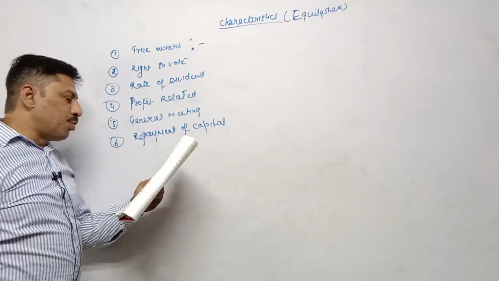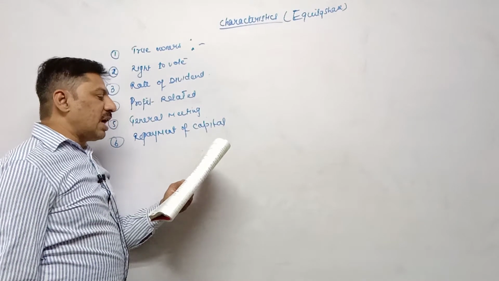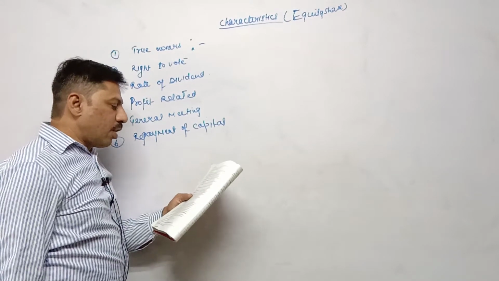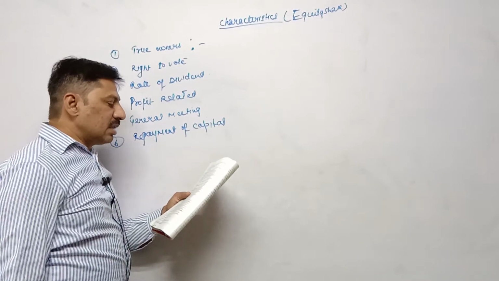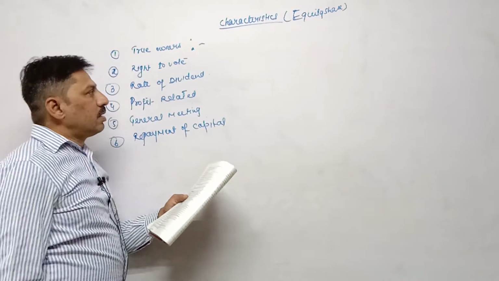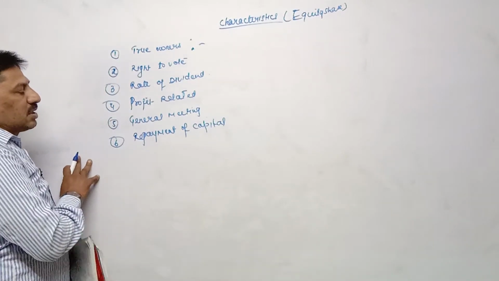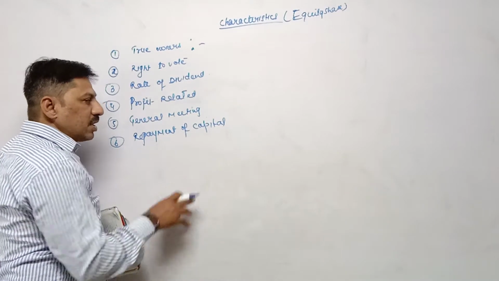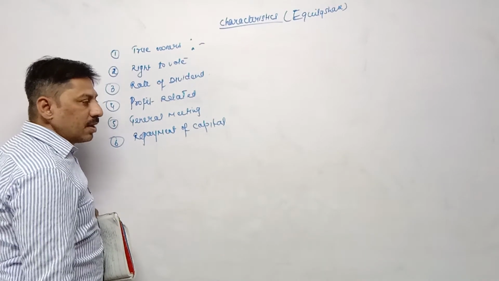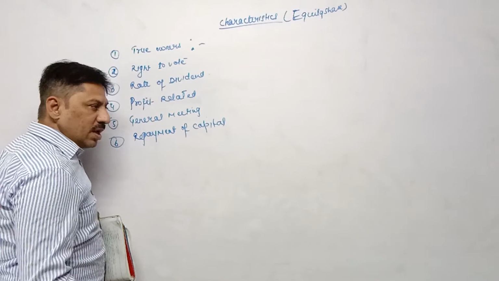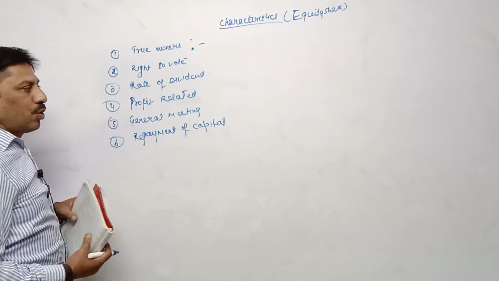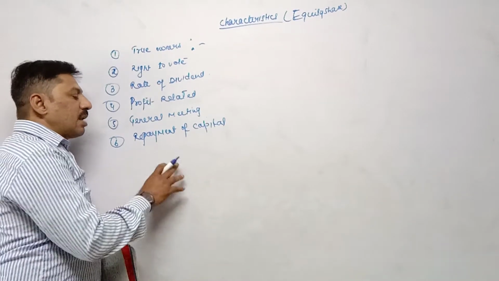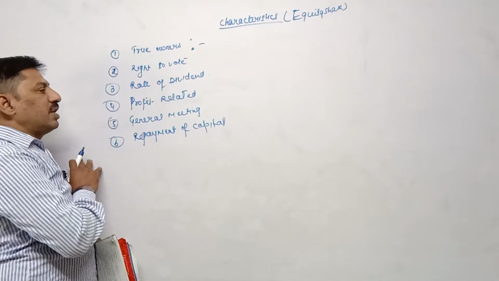Now according to the textbook, this type of shareholders are called true owners of the company or faithful companions because they take more risk than preference shareholders. There are two types of persons who purchase shares. One purchases equity shares, the other purchases preference shares. The person who purchases preference shares is called a preference shareholder and is more secure. Why they are more secure, we will explain later on. But they are more secure as compared to equity shareholders.